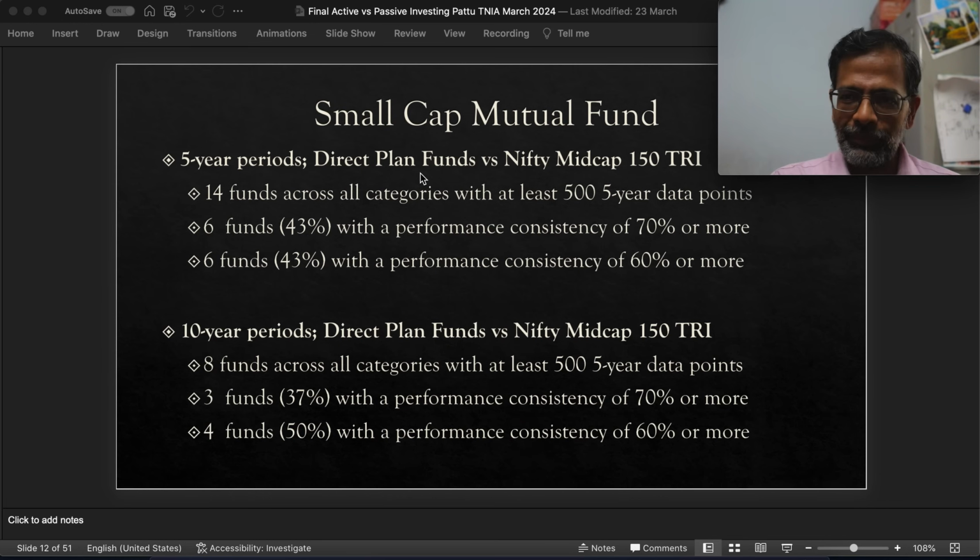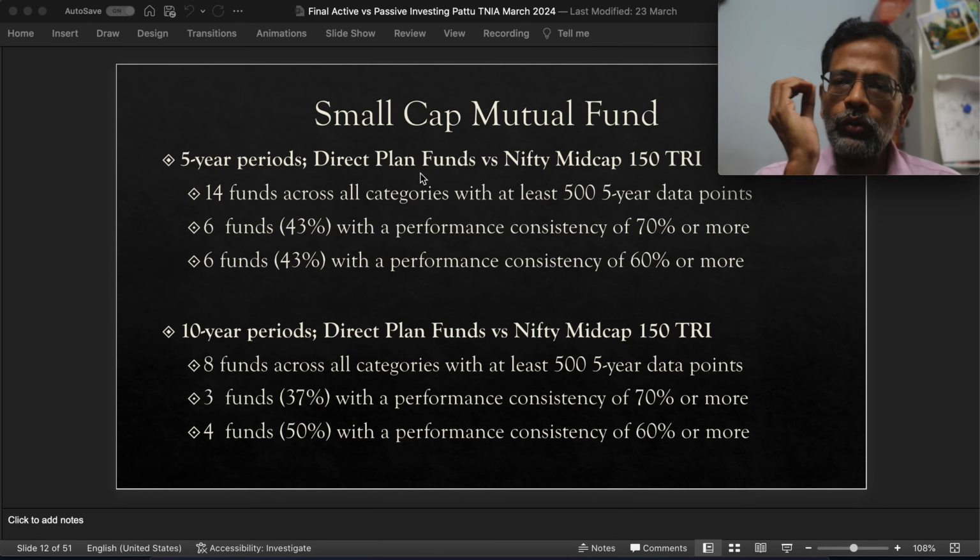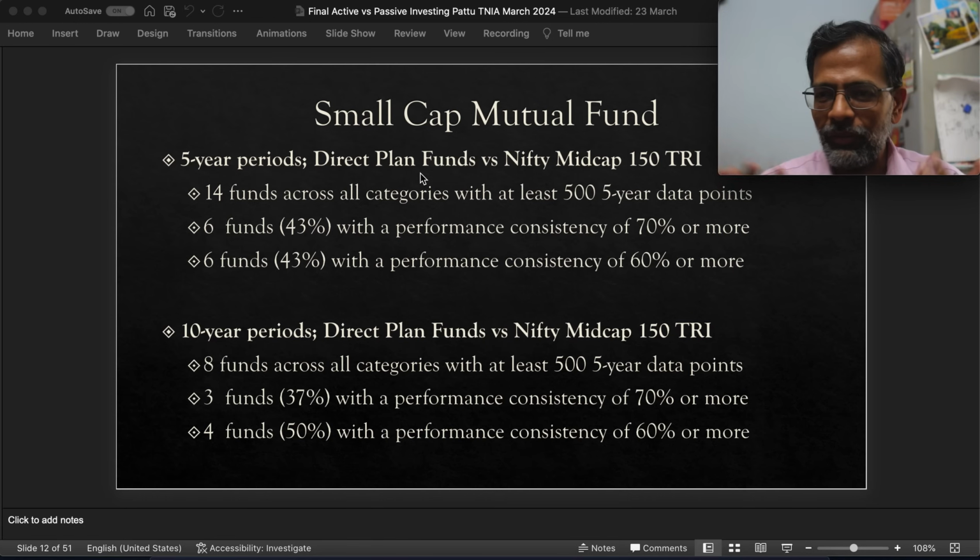Now, coming to the small cap segment, it is extremely easy for an actively managed small cap mutual fund to consistently beat the small cap index. The small cap index consists of 250 stocks. Most of them are junk stocks. We don't know how some of them have gone bad, and they may go bad. Whatever it is, most of them are not really good. You can't bet your money on them.